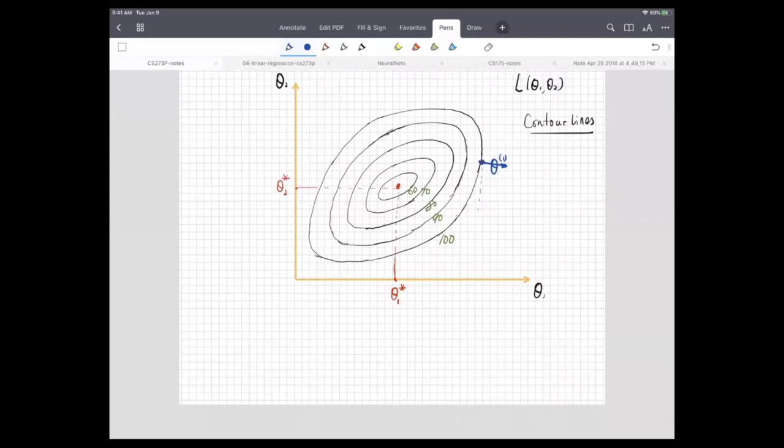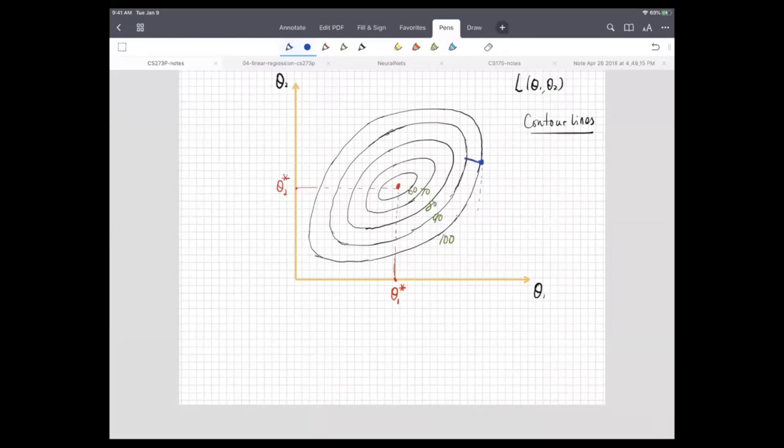Along this direction, my loss function increases the quickest. However, this points to the increasing direction. If I want to point to the decreasing direction, toward the minimum of the loss function, I'm going to reverse it. That's the reason I point to the opposite direction. Instead of pointing this way, my delta theta will be pointing this way. So this is my delta theta.